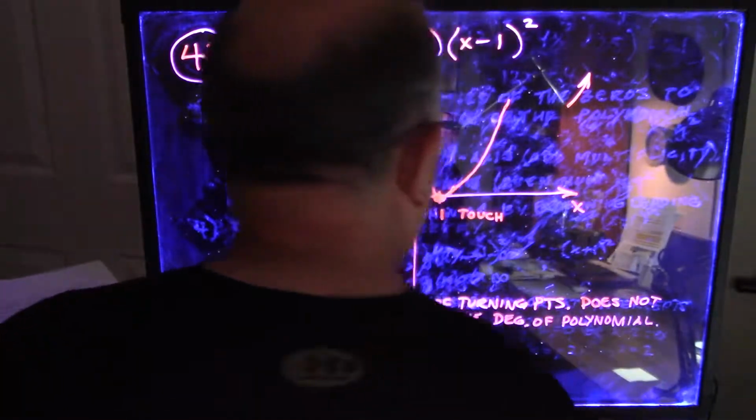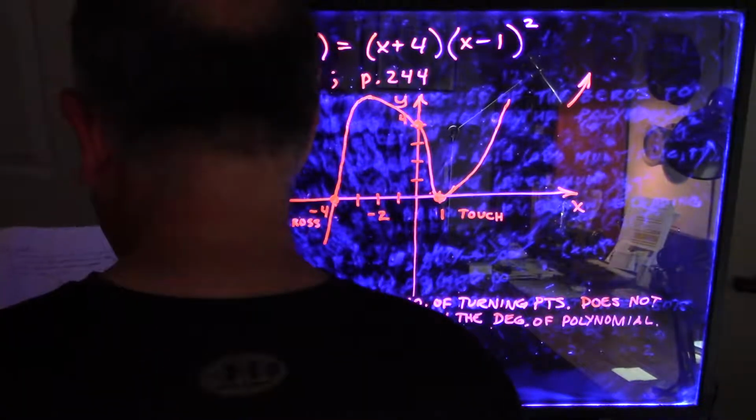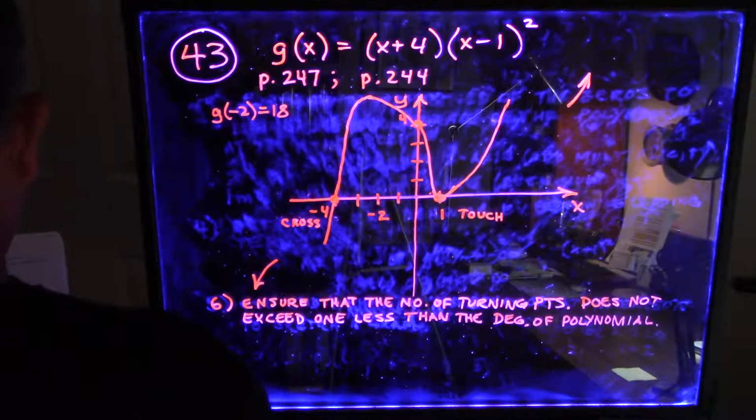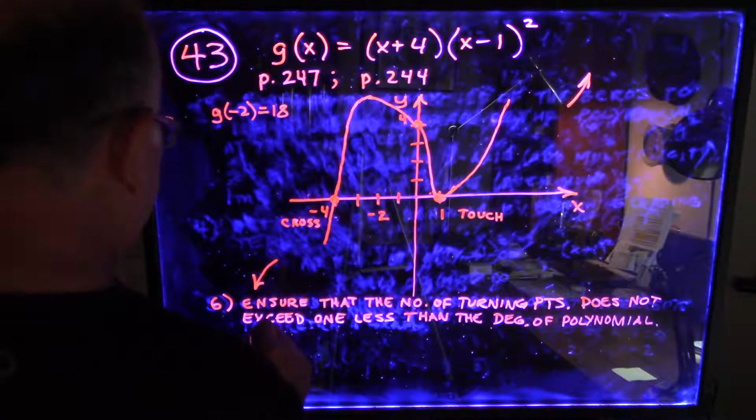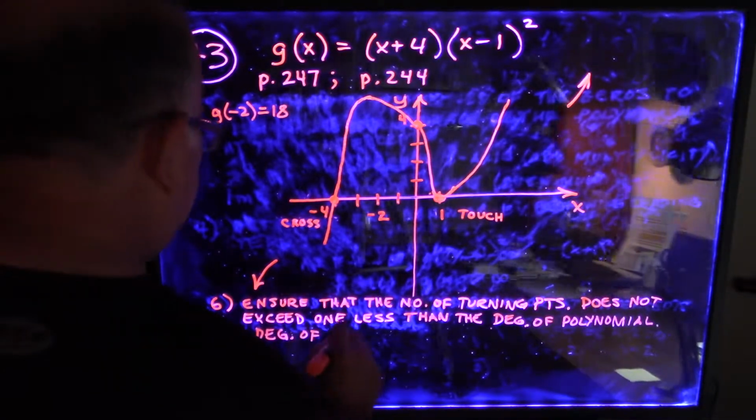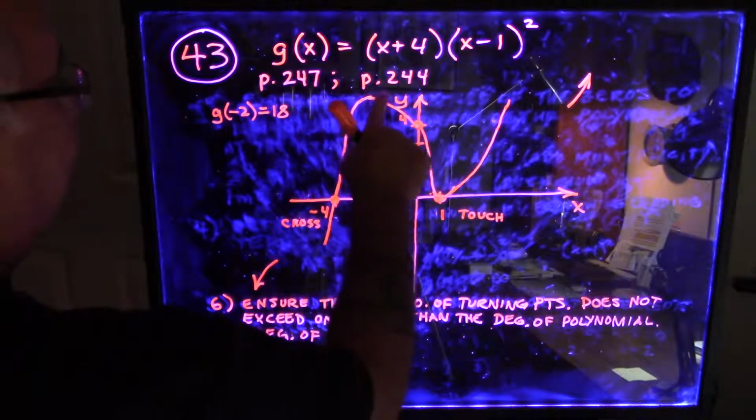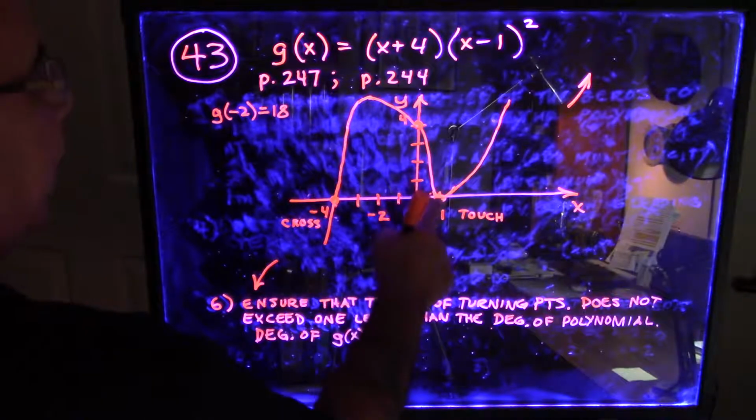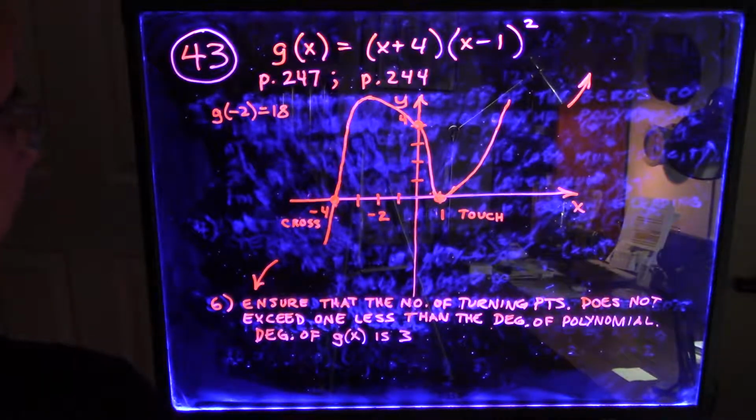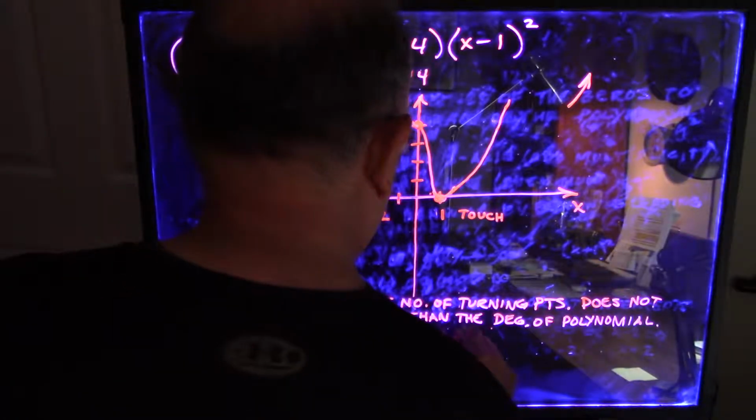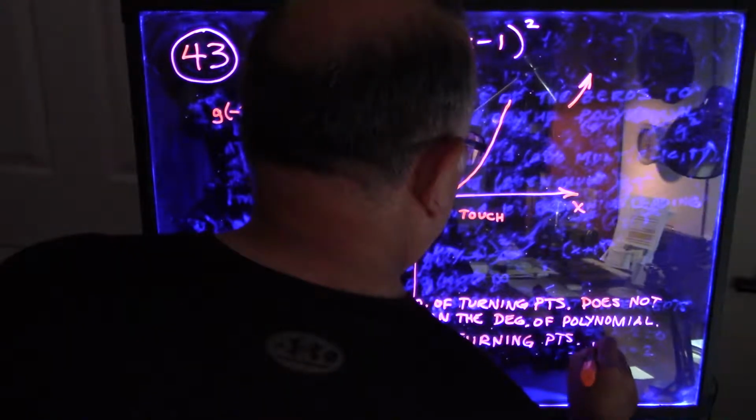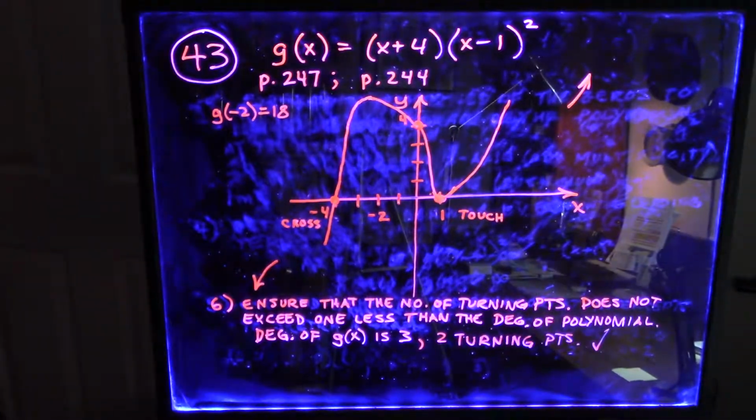Alright, so that was one of the properties that we covered before. So the degree of g of x equals 3. Alright, and there are 2 turning points. One right here, 1, 2. So yeah, it's okay. So that's okay.